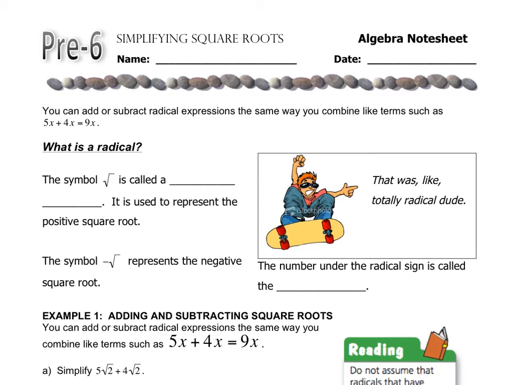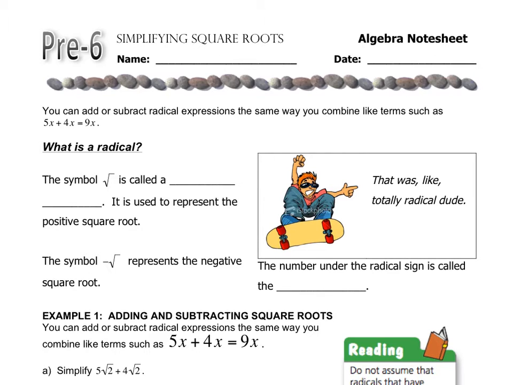Today we're going to do a lesson that's a little bit of a pre-6 simplifying square roots, just to make sure we're understanding a few things you've learned in the past, so that we are good to go. With square roots and radical expressions, we can add or subtract radical expressions basically the same way that we combine like terms.